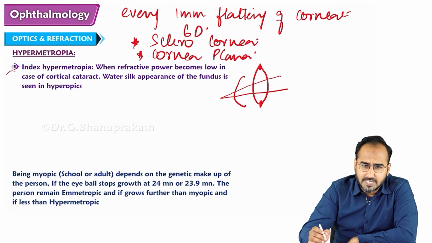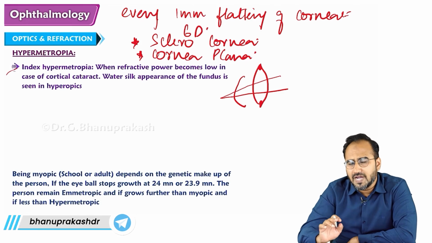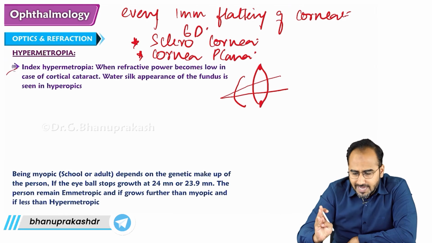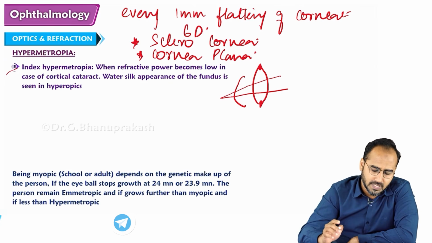This is regarding what, guys? This is regarding the 3 causes of hypermetropia. The first cause of hypermetropia was what? Axial, second is curvatural, third is index hypermetropia.